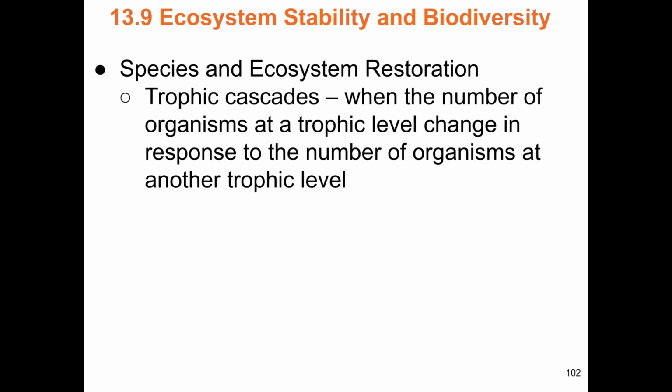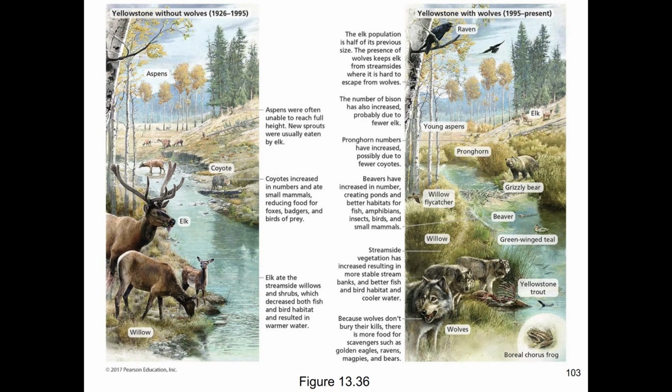When the number of organisms at a trophic level changes in response to the number of organisms at another trophic level, we call that a trophic cascade. So that's when the number of organisms at one level changes the number of organisms at another level. And the best example of this that I can think of is the trophic cascades in Yellowstone. So wolves were excluded from Yellowstone from 1926 to 1995. So what happened was coyotes, you might have heard nature abhors a vacuum. Nature does not like vacuums.